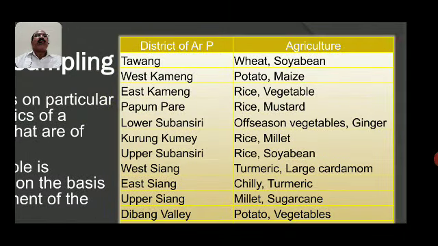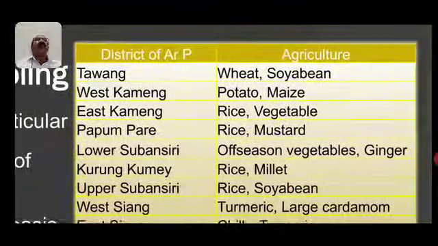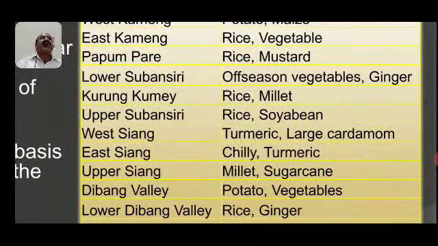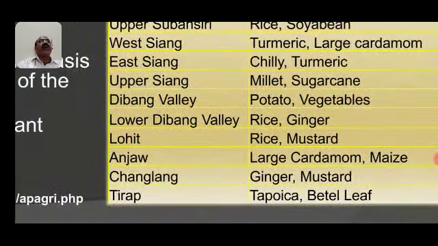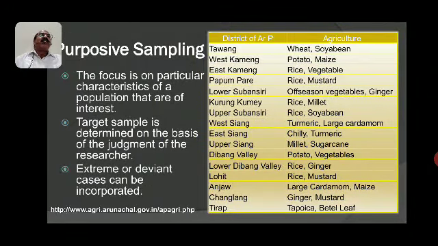So in Tawang, I can only go for those farmers who are cultivating wheat and soybean. West Kameng, potato and maize. Likewise, if I go to the lower Subansiri, they are good in off-season vegetables and ginger. So I will collect data from those households who are growing off-season vegetables and ginger. Likewise, Tirap, tapioca, betel leaf. So I can decide what sort of sample data I have to collect. So this is why it is purposive sampling.